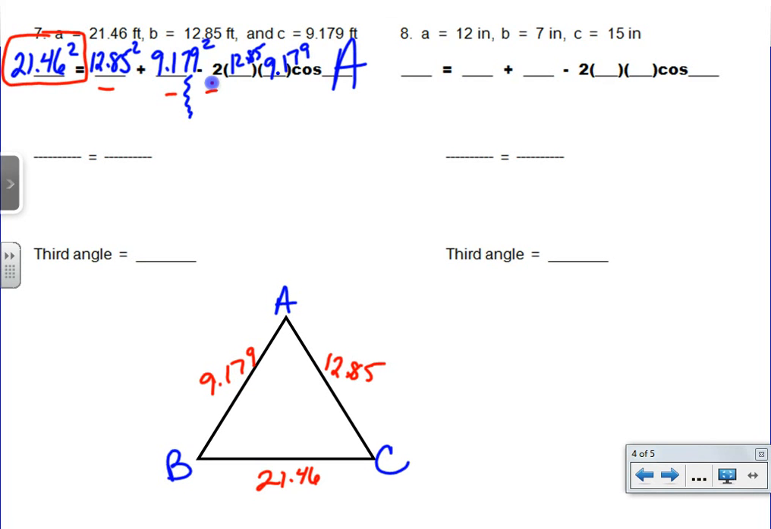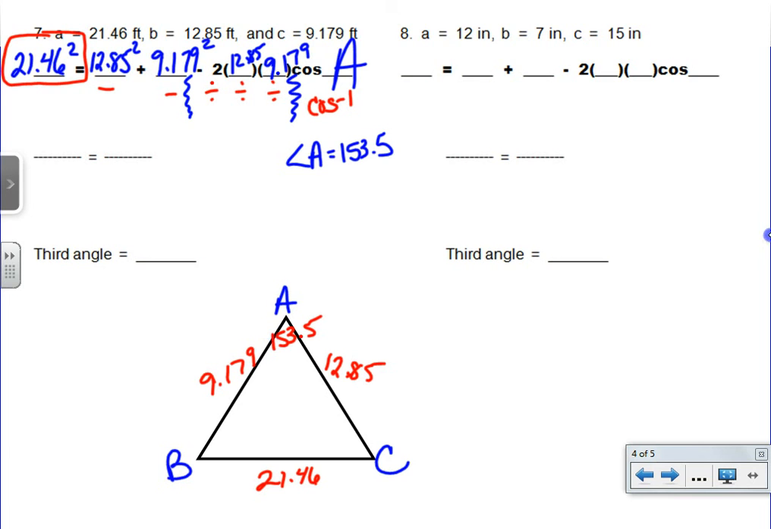Then you're going to carefully divide by -2, divide by 12.85, and divide by 9.179. And then you're going to hit enter. And at the very end, inverse cosine of our little decimal. Can I get some help? 153.5, I heard? All right. So angle A is 153.5.